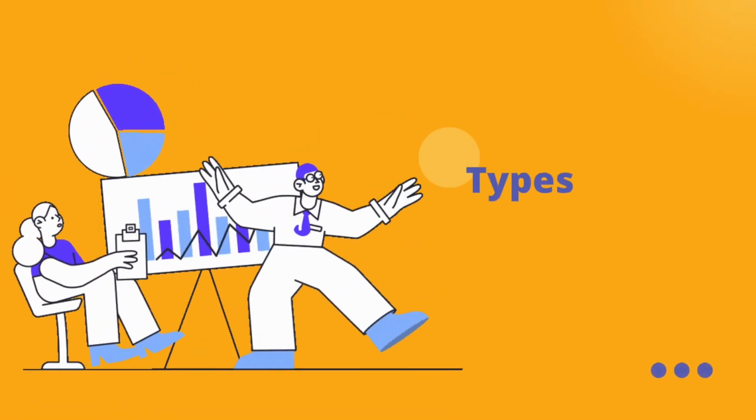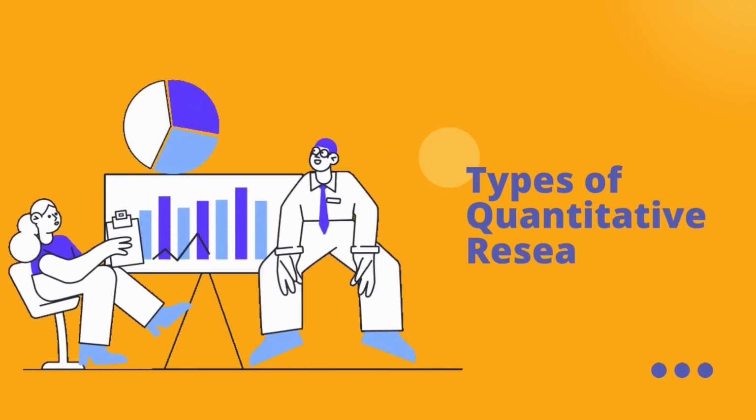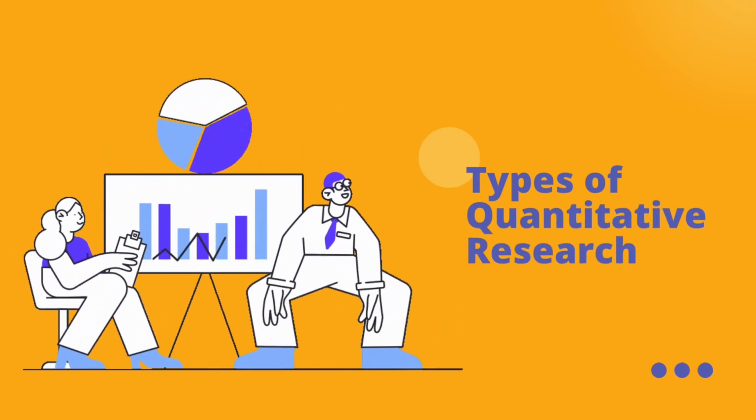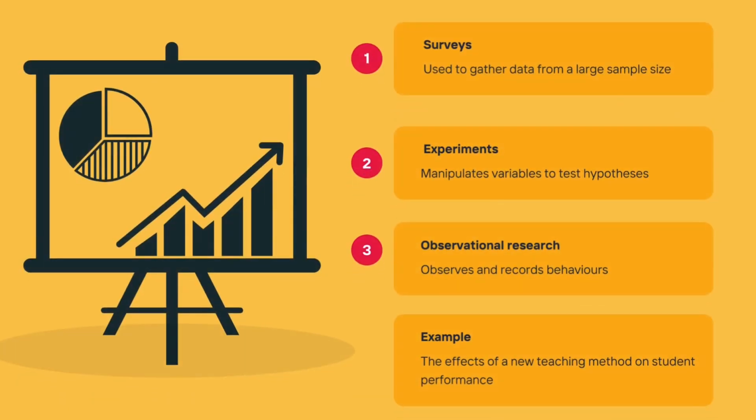Types of quantitative research. There are several types of quantitative research, each with its own strengths and weaknesses. First, surveys are used to gather data from a large sample size and can provide valuable insights into attitudes and opinions. Second, experiments involve manipulating variables to test hypotheses and establish cause and effect relationships. Finally, observational studies involve observing and recording behaviors in natural settings.